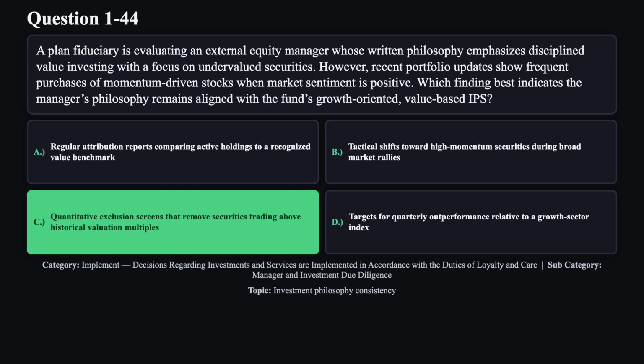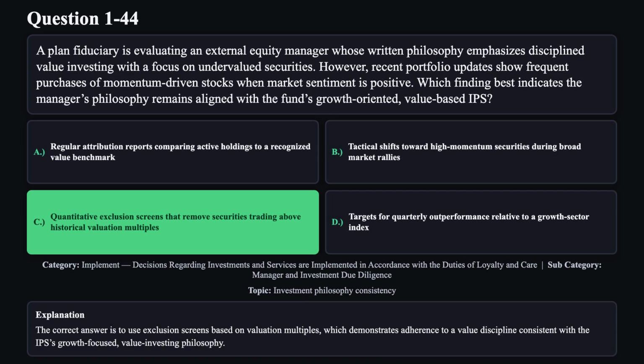The correct answer is C. The correct answer is to use exclusion screens based on valuation multiples, which demonstrates adherence to a value discipline consistent with the IPS's growth-focused value investing philosophy.